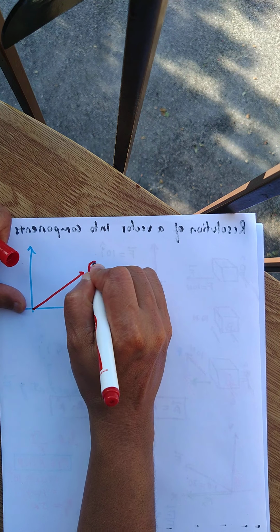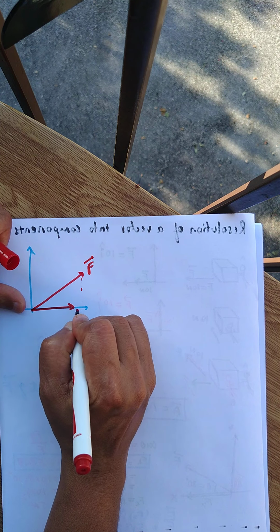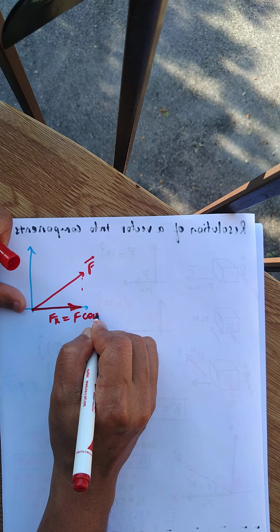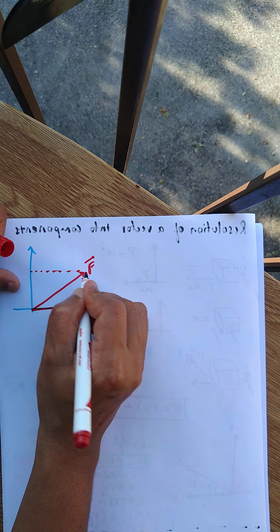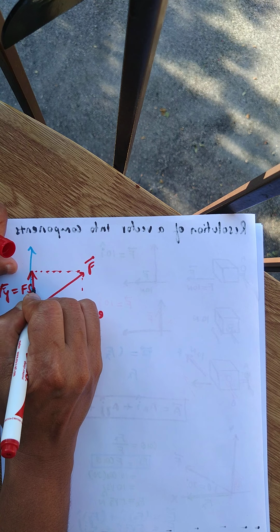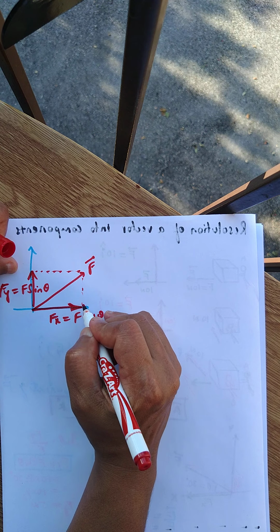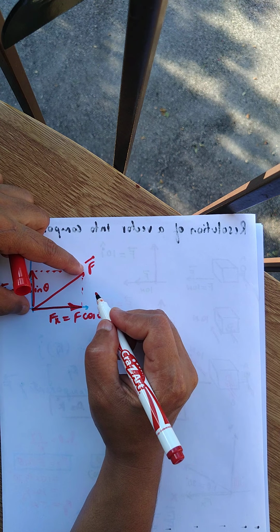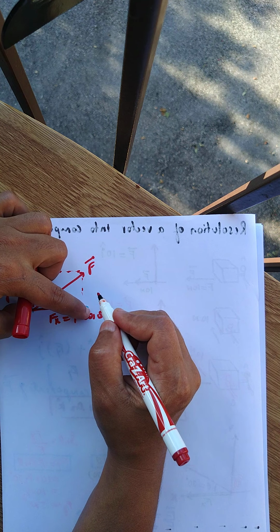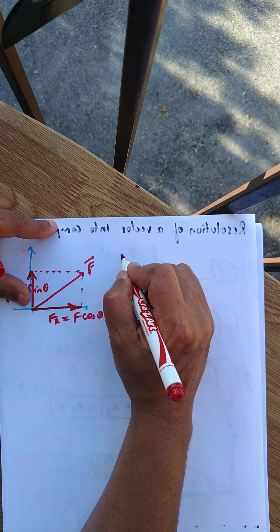So here is our force. This is Fx equal to F cos theta. This part is Fy equal to F sine theta. If you apply Pythagoras theorem, the square of the magnitude of the force should be equal to the sum of the squares of the other two sides. Let's verify.